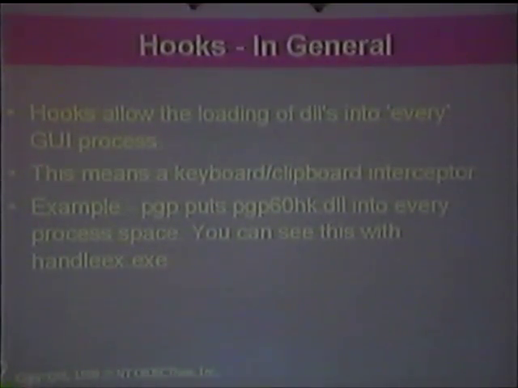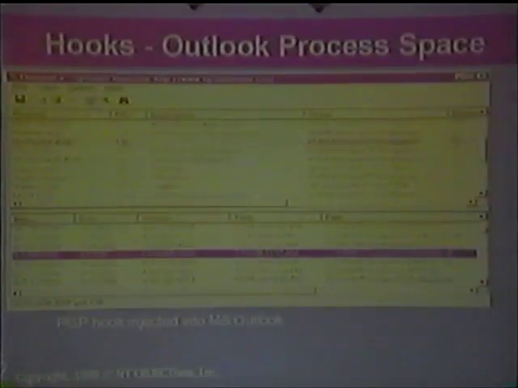Another thing people aren't very aware of are hooks. Hooks allow the loading of DLLs into every GUI process, and this means a keyboard or clipboard interceptor. An example is PGP. A lot of people aren't aware that PGP hooks a DLL into every process space. And again, Handle X is a really, really good tool for seeing this. I think the next slide shows that.